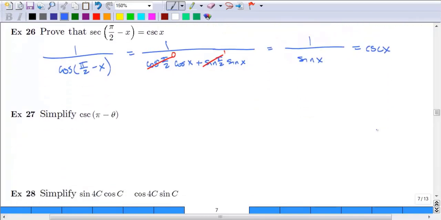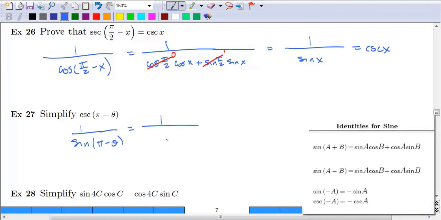Another example here, cosecant of pi minus theta. Again, that's just going to be 1 over the sine of pi minus theta. So the subtraction formula for sine says that we've got sine of the first angle times cosine of the second angle minus cosine of the first angle and sine of the second angle.